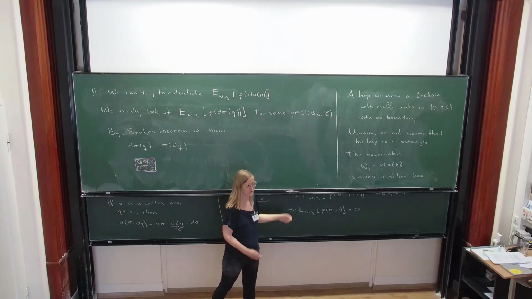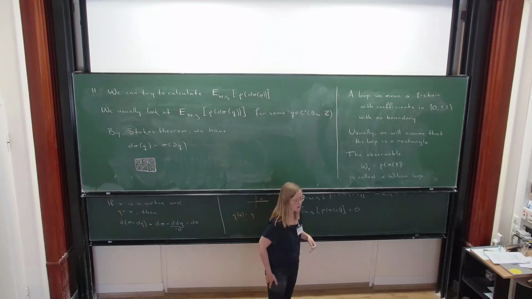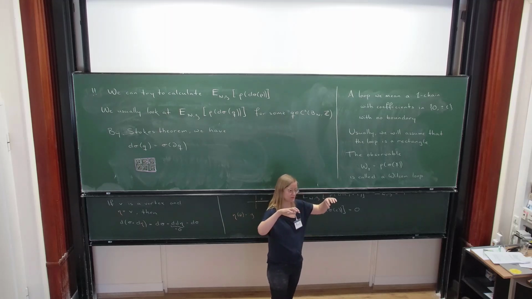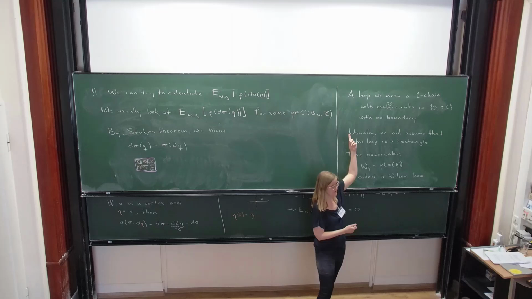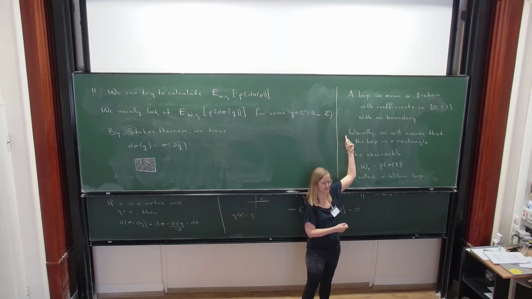Yes? So by loop, you also allow multiple disjoint loops? You could do both. In particular, you could, for example, have two disjoint loops and look at the covariance between them. That's something you could do. So there is nothing in the definition up there that forces the loop to be connected. It could be a collection of many, many loops. And in some cases that's useful.